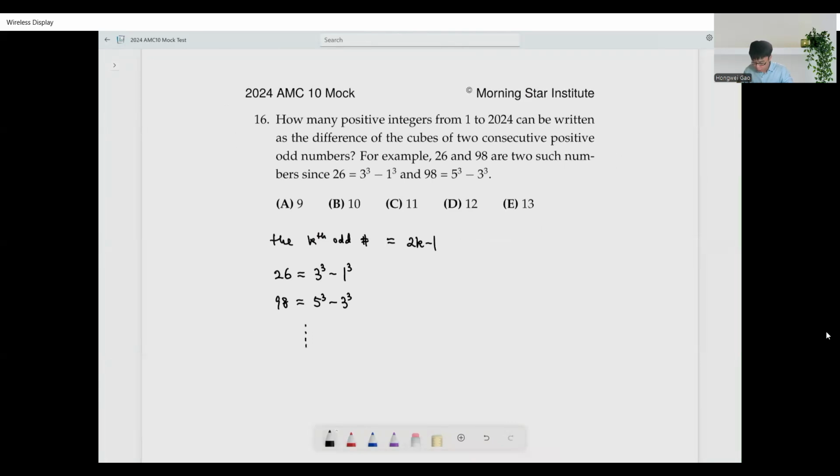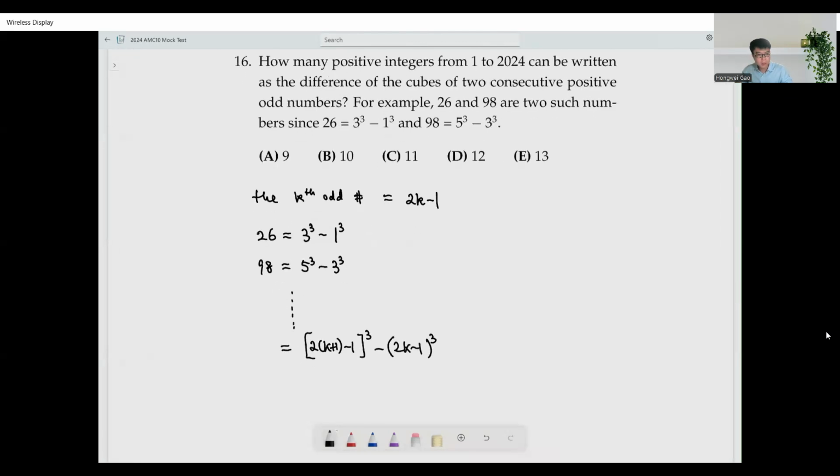Let's see. Suppose we have k such numbers. This difference is increasing. Consider the difference between the k plus 1st odd number cubed and the kth odd number, 2k minus 1, cubed. That's the largest case. So we have that to be less than or equal to 2024. Then let's try to solve for k. What's the largest k?